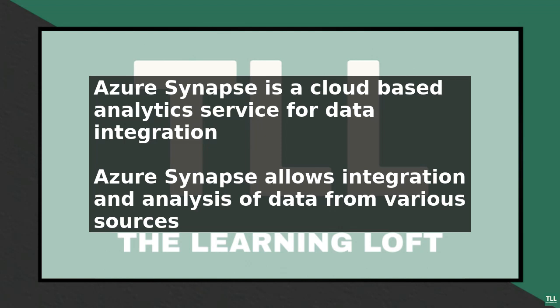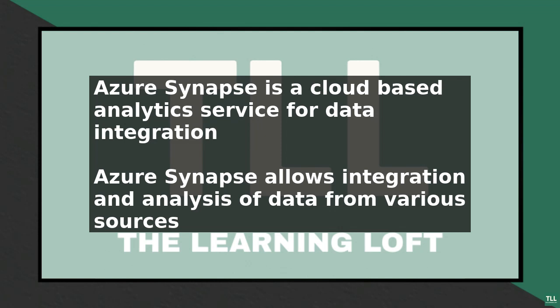Azure Synapse is a cloud-based analytics service that allows you to integrate and analyze data from various sources. Git is a version control system that helps you track changes to your code and collaborate with others.